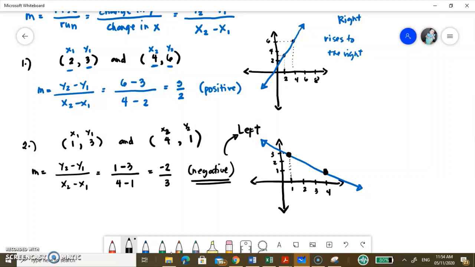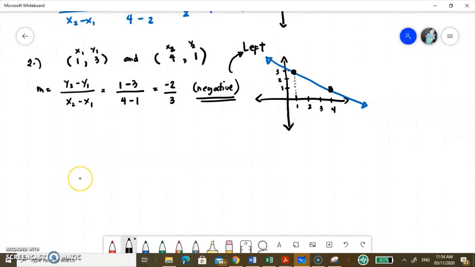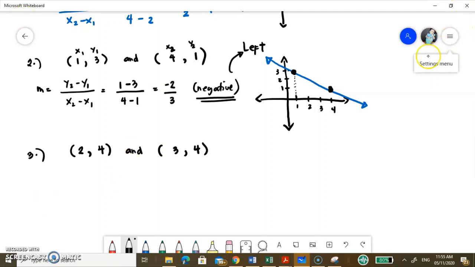Now, what if we have a zero slope? Paano kapag zero naman yung slope natin? So, if you have like 2 and 4 and you have 3 tsaka 4 din. Take note, babalikan lang natin tong formula.